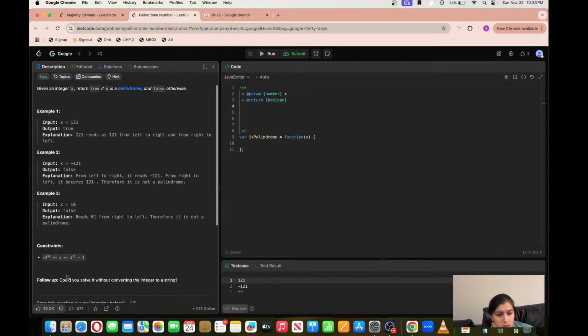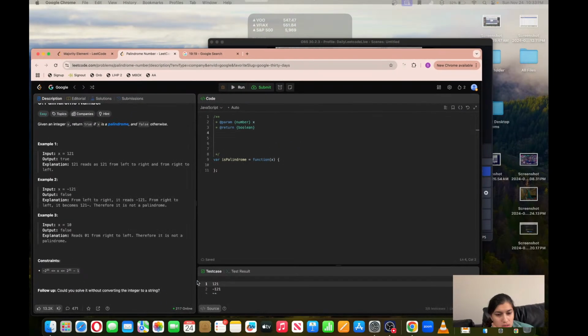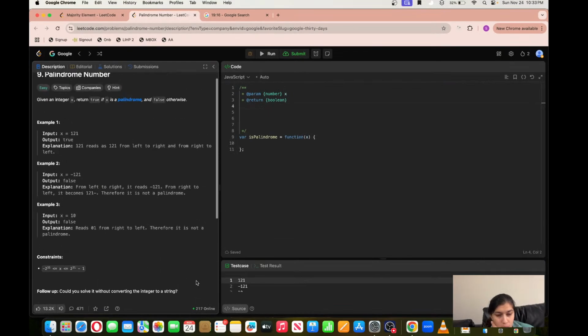Okay, could you solve it without converting this integer to a string? Wow, okay, this is a good follow-up question. Constraints: it can be negative to positive. Yeah, it would be easy if I could convert it to a string, but how can I do it without converting it to a string? So it is 121, and if I could convert it into a string, then it would be so easy, isn't it?